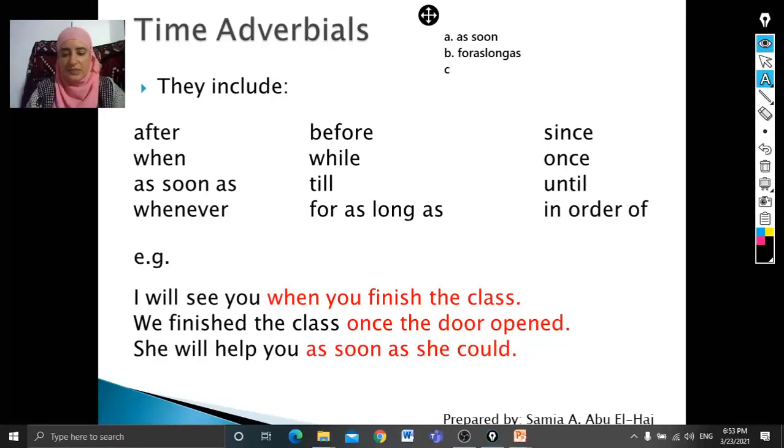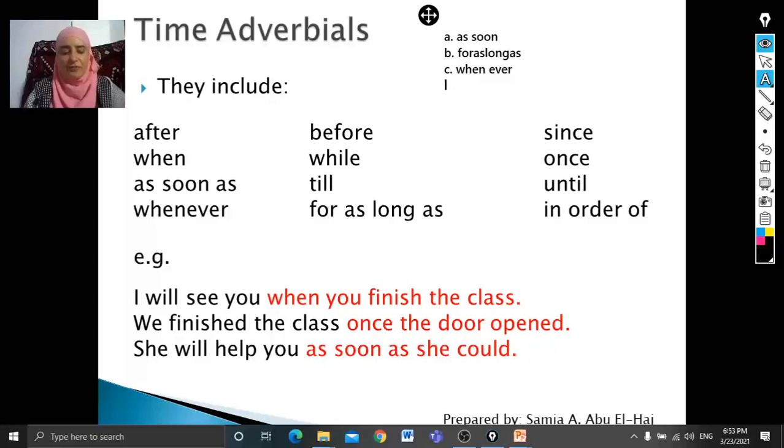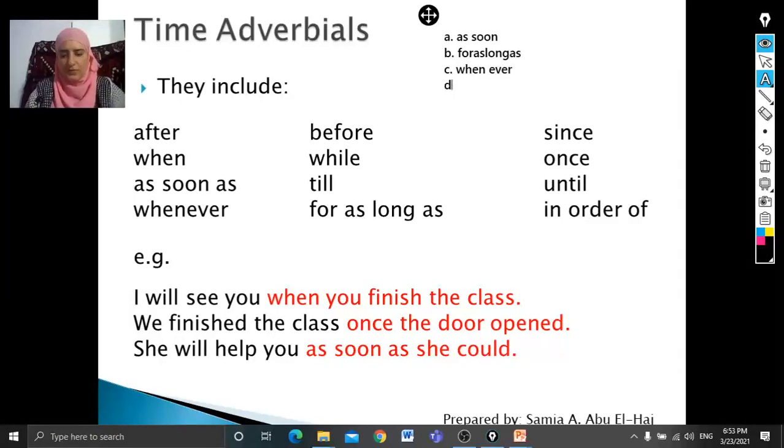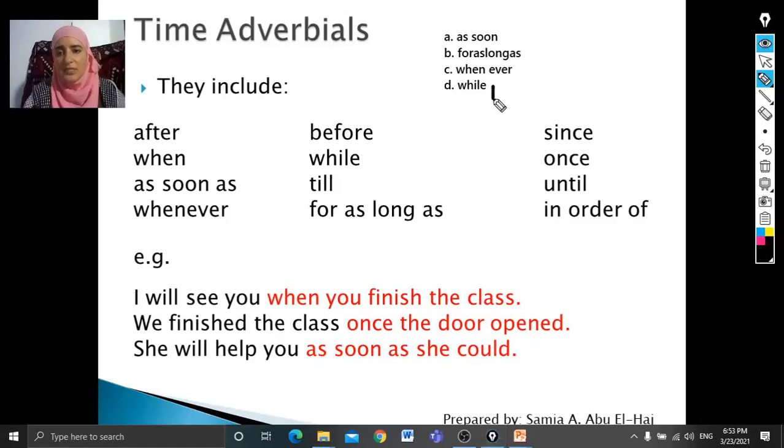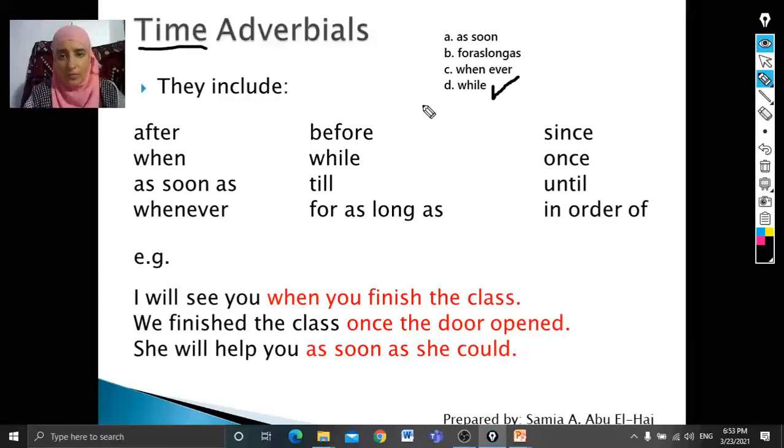And C would be when and then space ever, which is wrong because whenever there is no space. And then you have, for example, while. So option D will be while. In this case the correct answer will be the last one, while, because it's written correctly. Now all of them are time adverbials, all of them have the same meaning, but there is something wrong in each one of them.